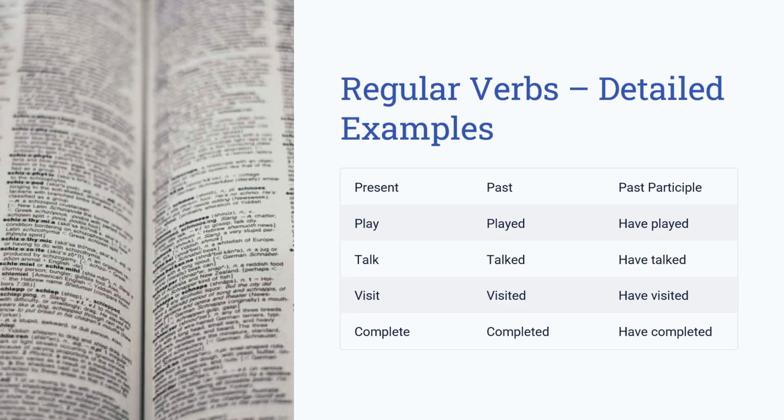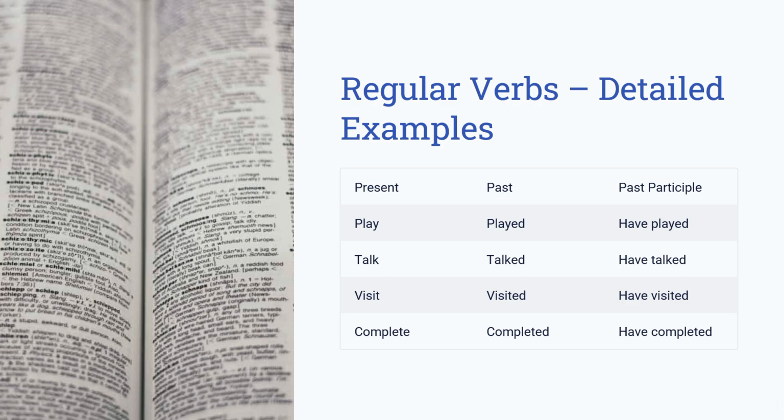Okay, so now let's discuss regular verbs in action with some detailed examples. Regular verbs, as we've mentioned, follow the simple rule of adding ed to the base form to create the past tense and past participle. In the sentences, notice how verbs follow this pattern. The first sentence is, I played tennis yesterday. The second sentence is, she talked to her friend last night. In both examples, the verbs played and talked were formed by adding ed to the base verb, play and talk, showing action that happened in the past.